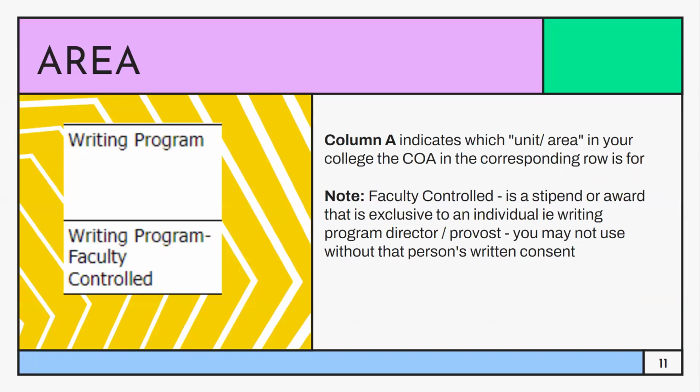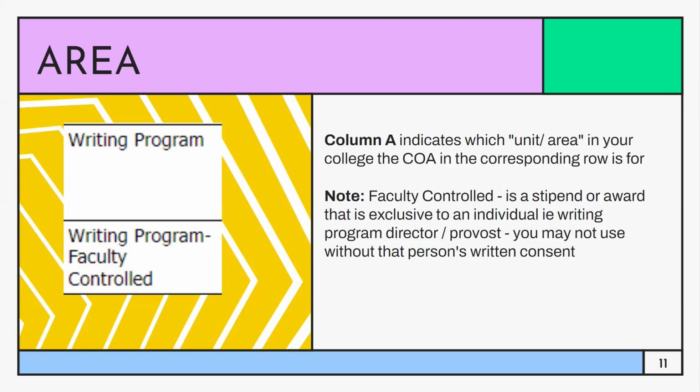So the first column, column A, is going to indicate which unit or area in your college that COA corresponds to. The purpose of this is really to make it very easy to group different COAs together. So being able to tell student affairs versus the writing program COAs apart very easily.